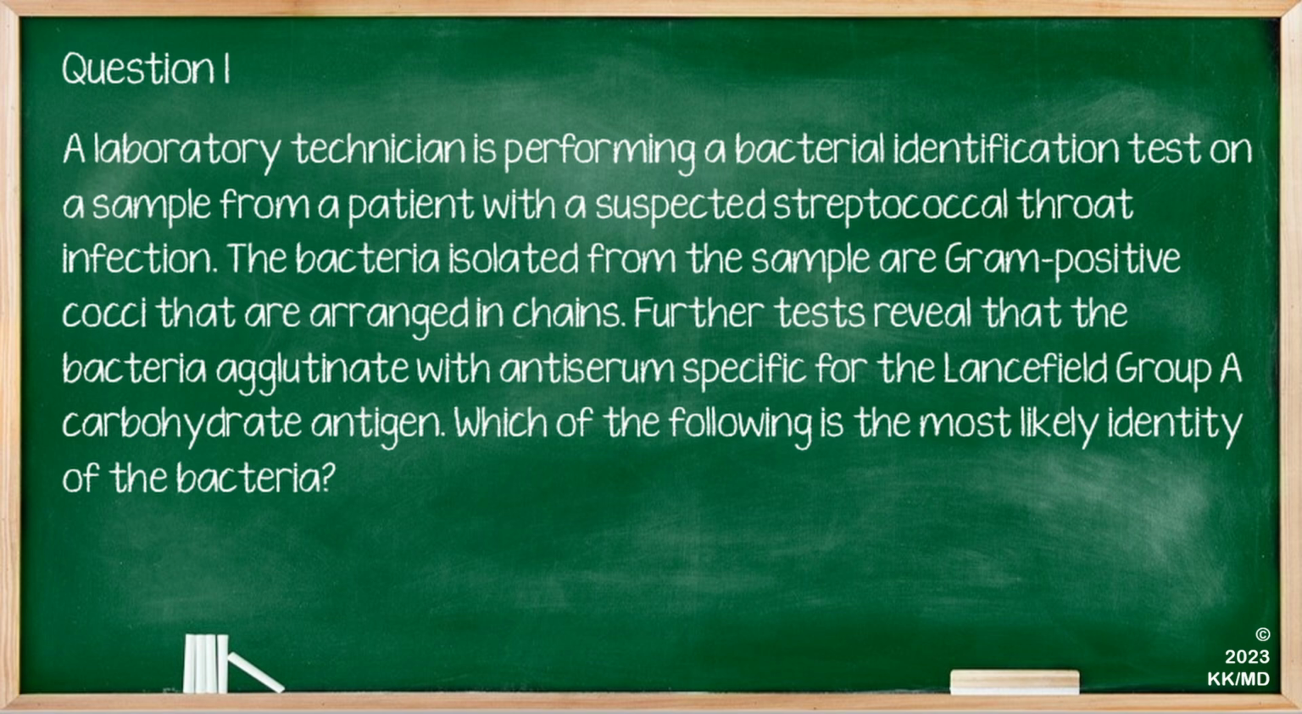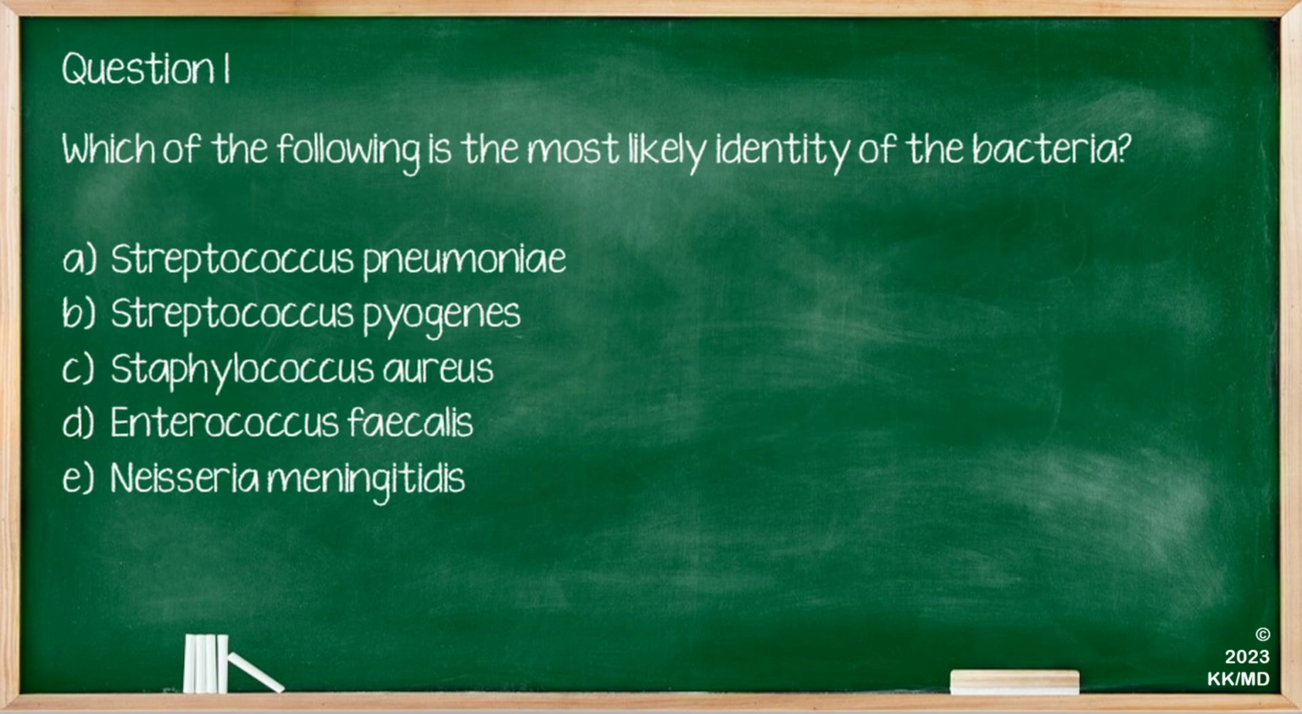So I'll just give you a second to read that again. We've got a few clues within this rather long vignette. So we've got someone with a streptococcal throat infection. They are gram-positive cocci arranged in chains. And we know that they agglutinate with antiserum specific for Lancefield group A. So these are the options. Our options are Streptococcus pneumoniae, Streptococcus pyogenes, Staphylococcus aureus, Enterococcus faecalis, and Neisseria meningitidis.